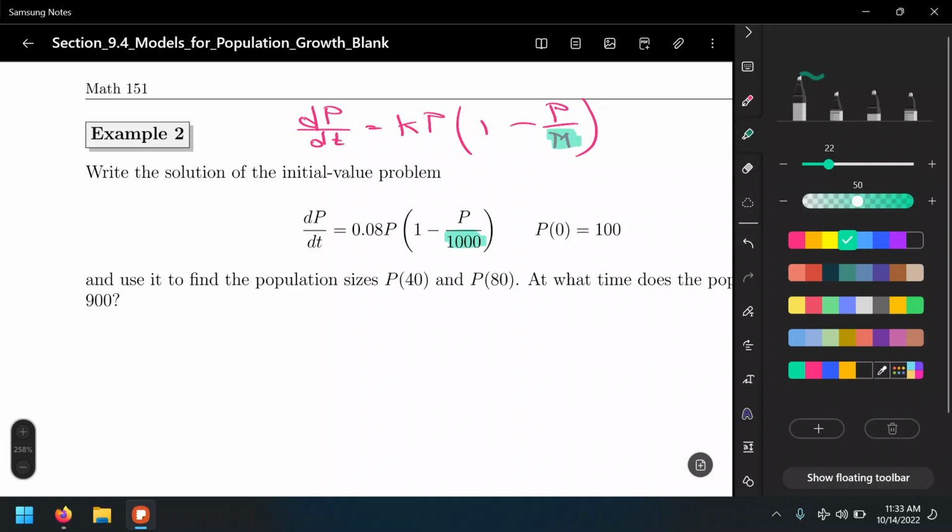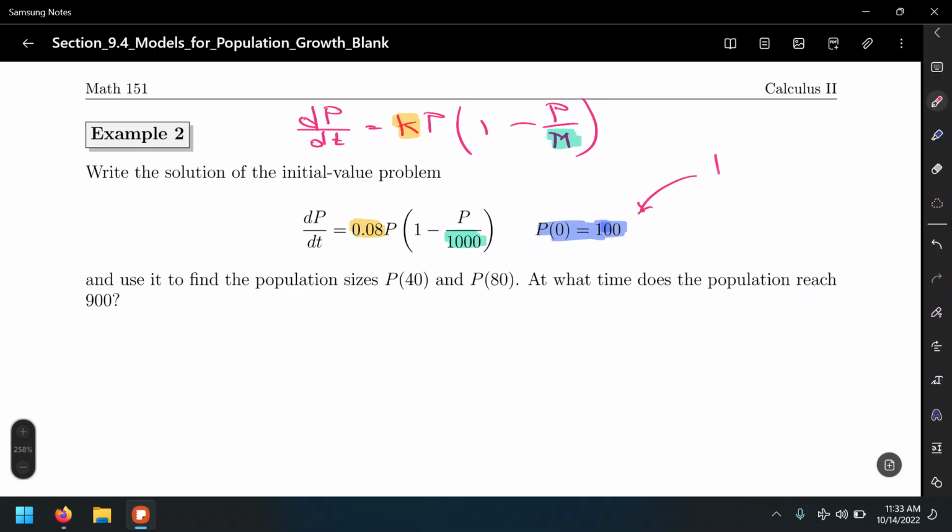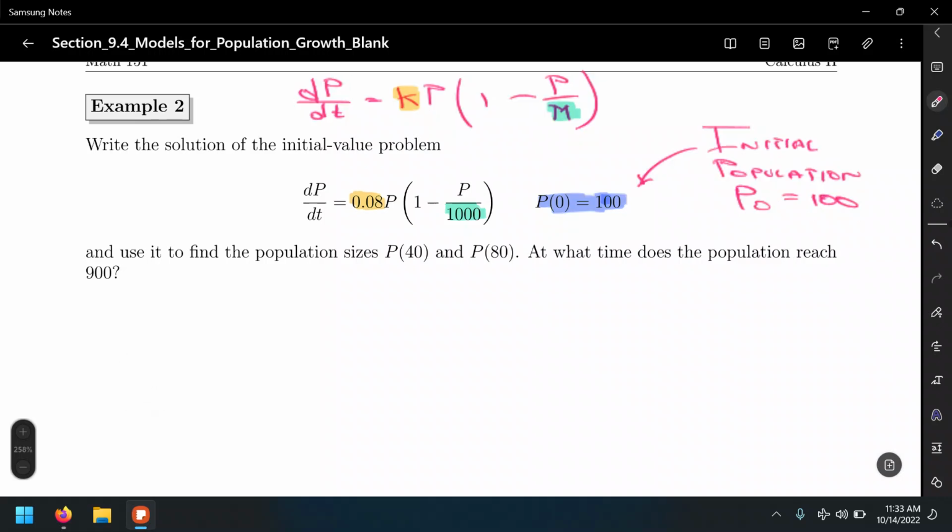This 1,000 represents our M, which is the carrying capacity factor, and this 0.08, which multiplies the P, that's our rate, in this case the constant rate. And I think that's about it. Oh, one more piece of information. This is going to give us our initial population, P sub 0 equals 100. All right. Okay, so let's go about the solution.